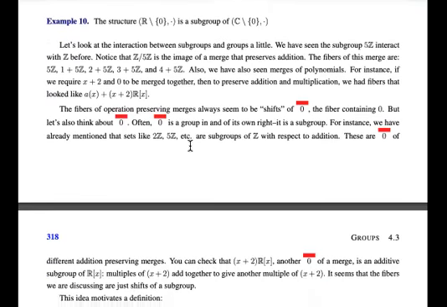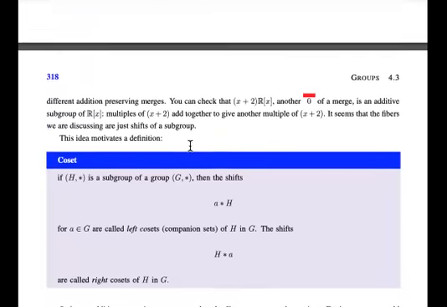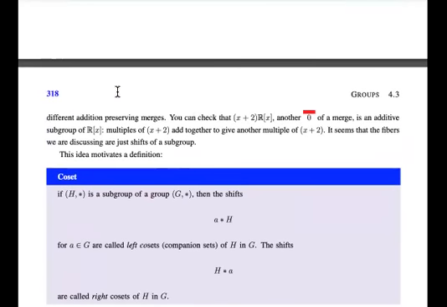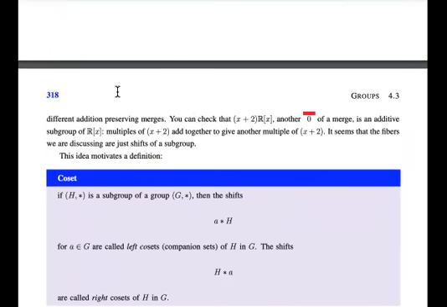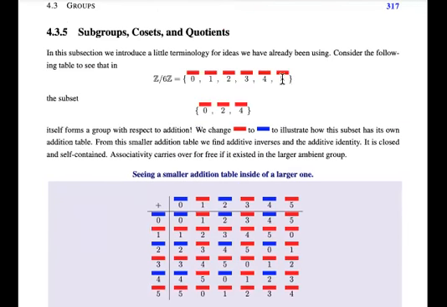Okay. Now, here's another idea called a coset. What is a coset? Well, suppose H is a subgroup and G is a group, and this is the operation. Then we look at shifts, meaning you take all the elements of this subgroup and you shift them over. A prototype example would be what we've been seeing with the fibers of a merge in Z mod 6. As we go to Z mod 6, we have different fibers.